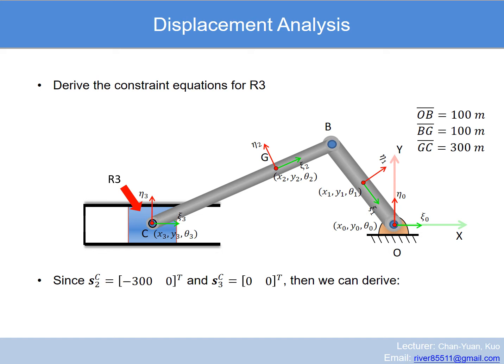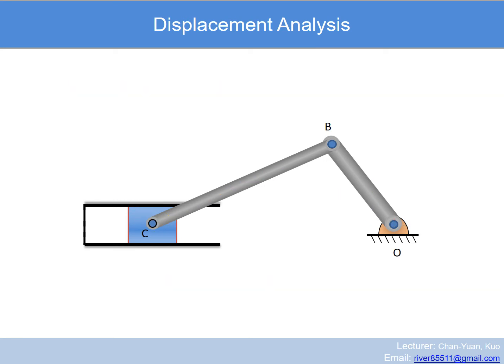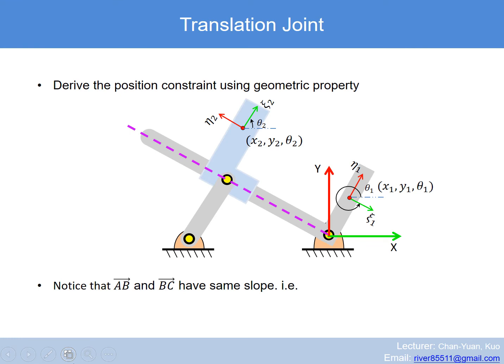If you are correct, you should come up with these two constraint equations. Okay, now we are done with all the revolute joints and the only joint left is the translational joint T1. And again, let's do some quick review on what we have learned. Recall that in this example, rigid body 2 is translating on rigid body 1.